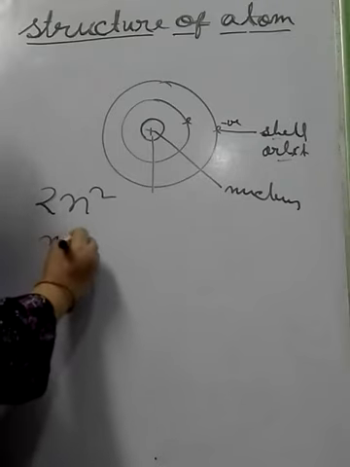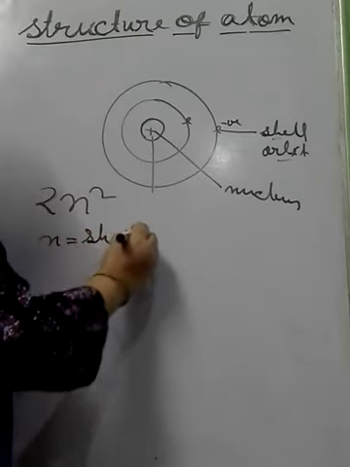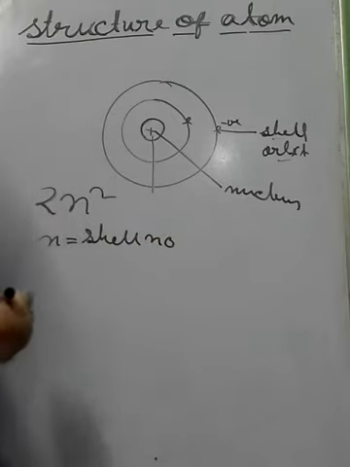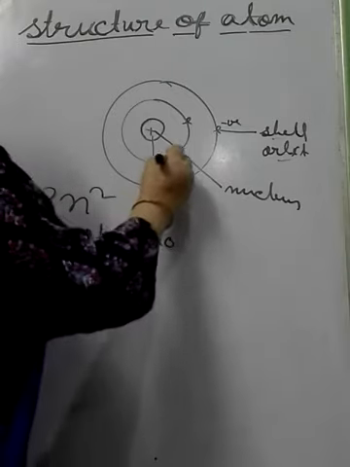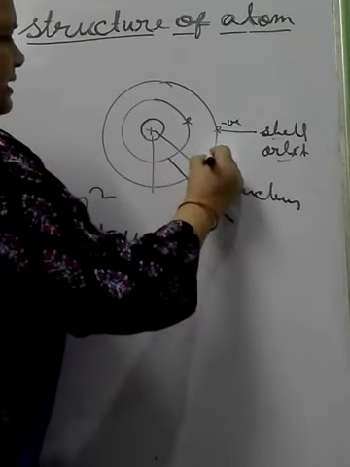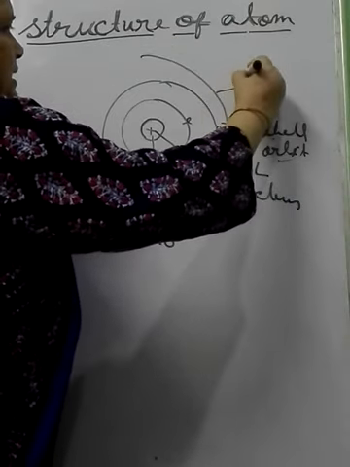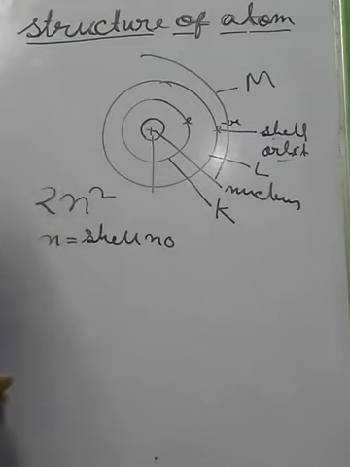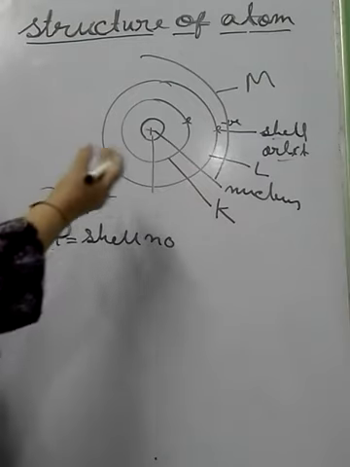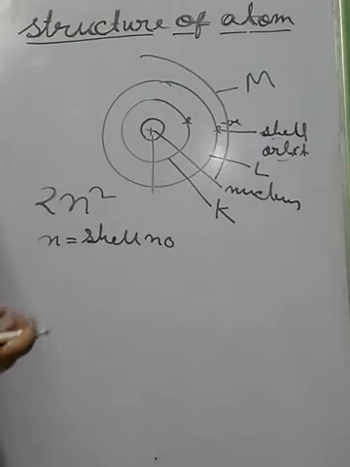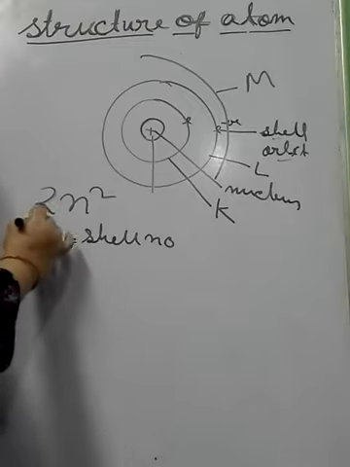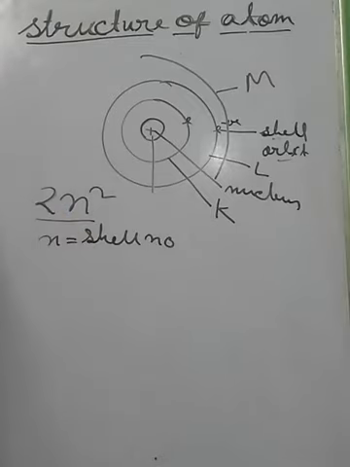N means shell number. We know that the first shell is called K, the second shell is called L, if the third shell is there we call it M, and so on. Now how many electrons are possible in the first shell, second shell, third shell, and so on? That we can find out from this formula, 2n square.